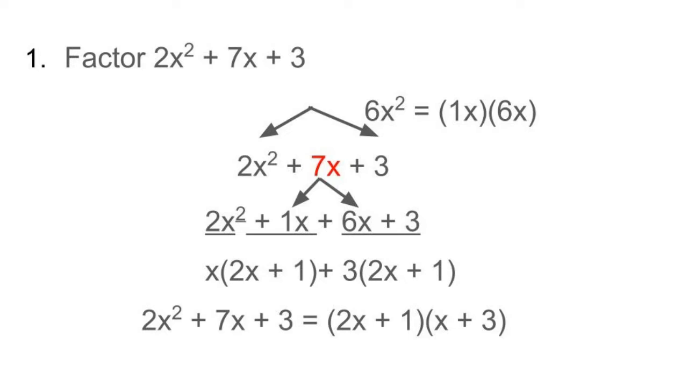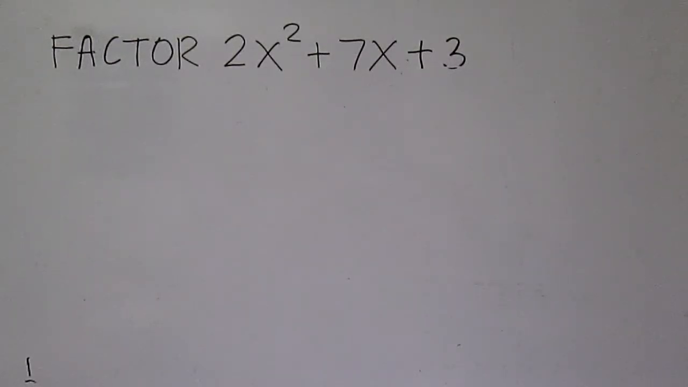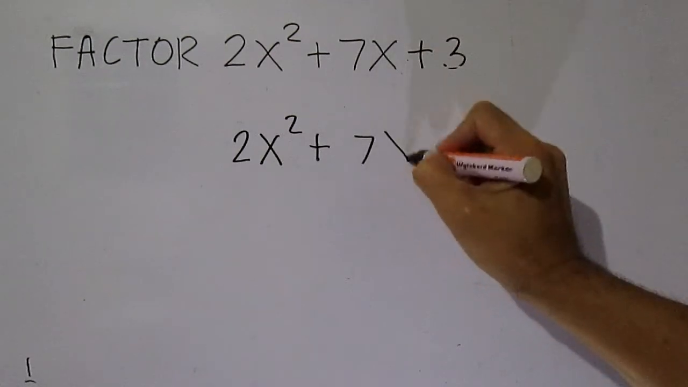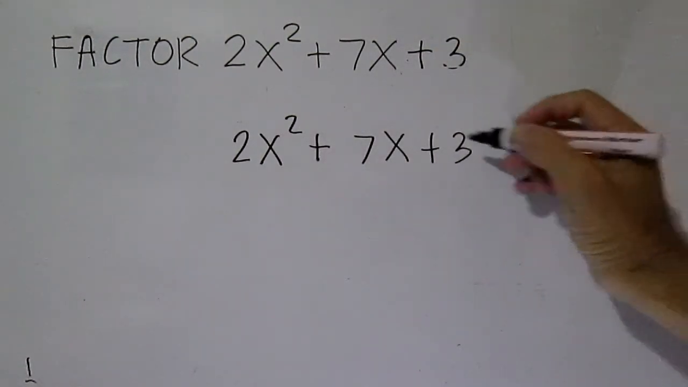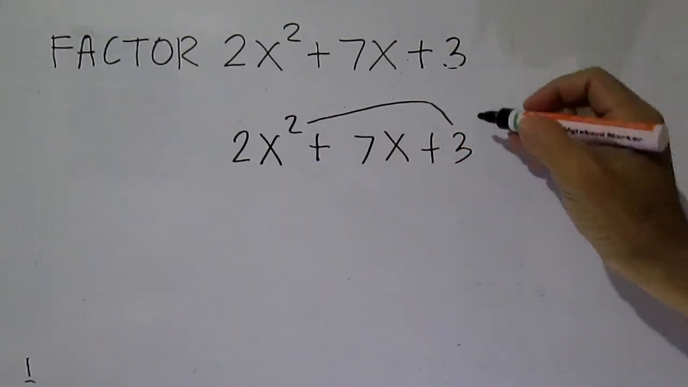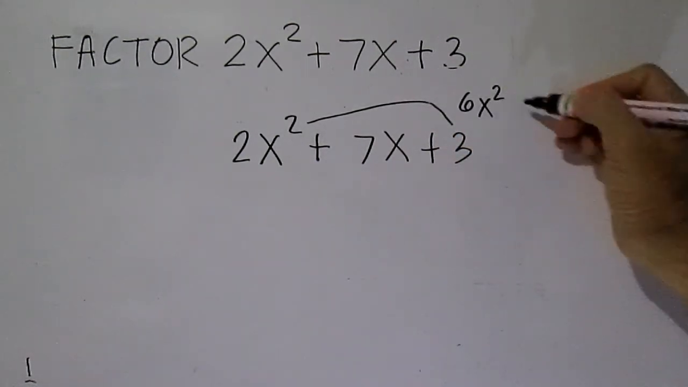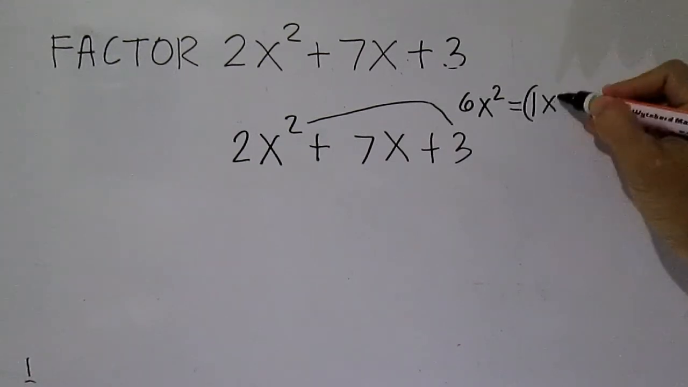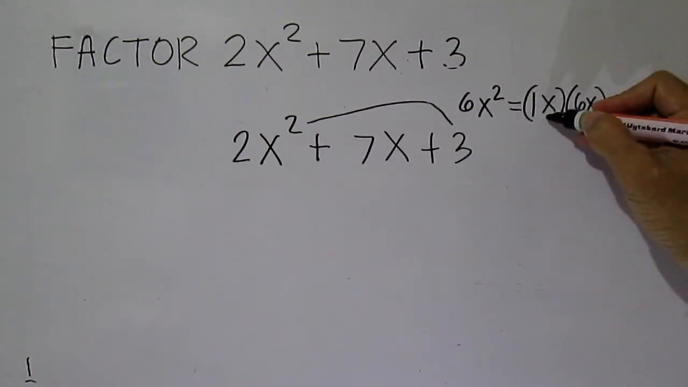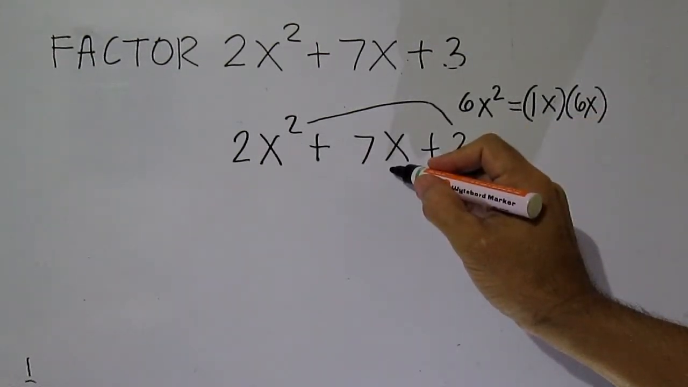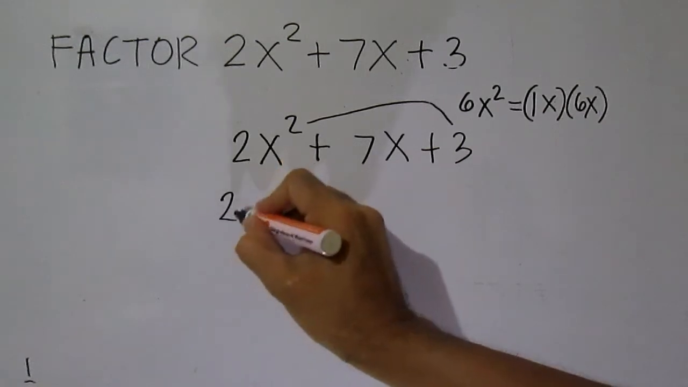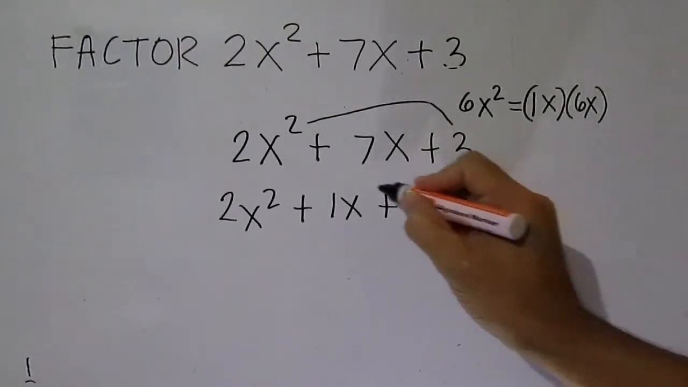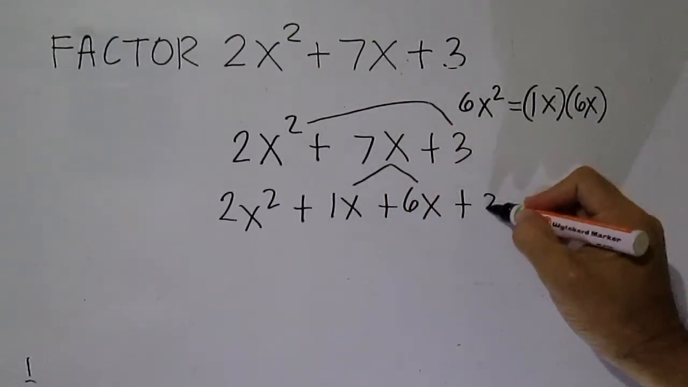Okay, let's try other trinomials. Factor 2x squared plus 7x plus 3. To factor 2x squared plus 7x plus 3, multiply the first term, or the leading term, and the third term. 2x squared times 3 is 6x squared. Then find two factors that will give you a product of 6x squared and a sum of 7x. We have 1x and 6x, which is equal to 7x. So 2x squared, split 7x: 1x plus 6x, then plus 3.